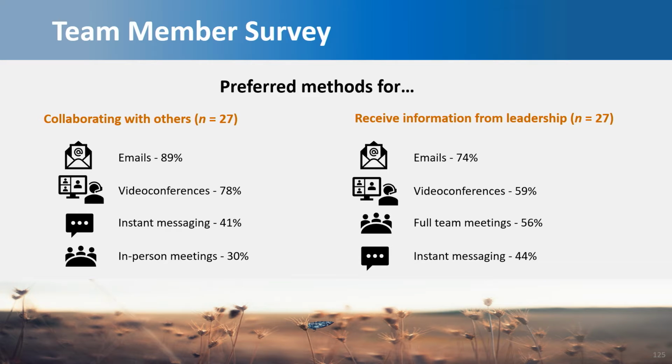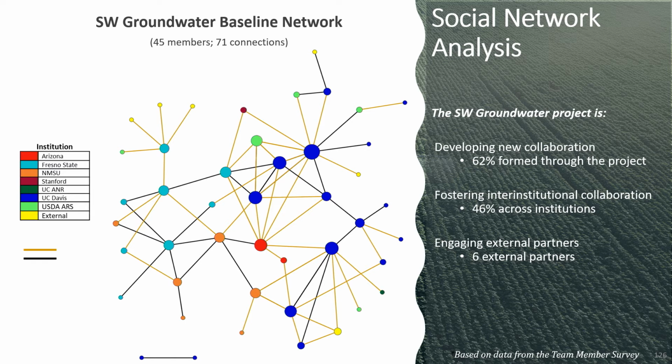The other thing we asked is, how do you want to collaborate with others, and how do you want leadership to share information with you? And emails, video conferences, those are the top things that people want, right? But also those in-person meetings and that instant messaging is also very valuable. So those are how people want to collaborate, how they want to learn, how they want to get information back and forth on a regular basis.